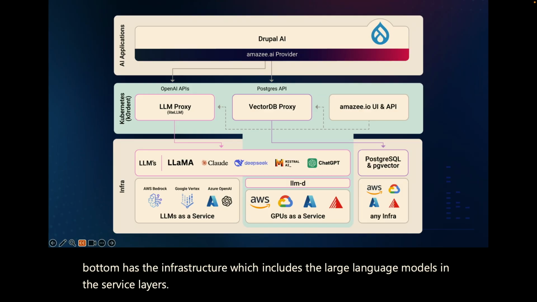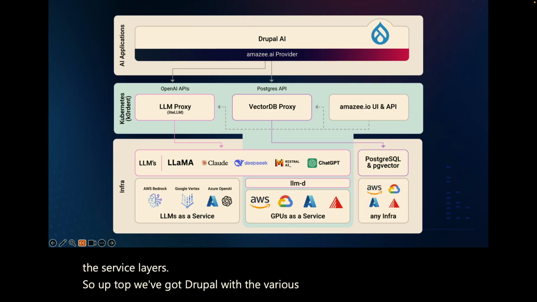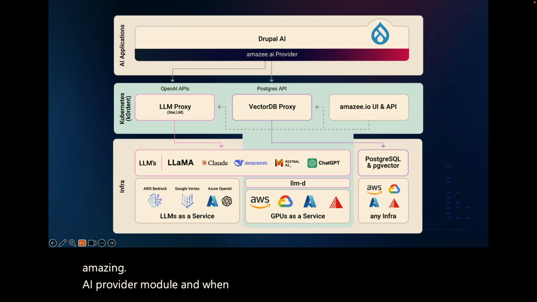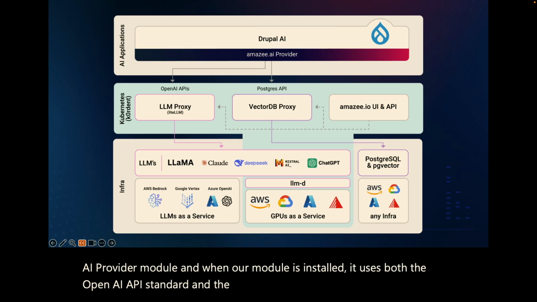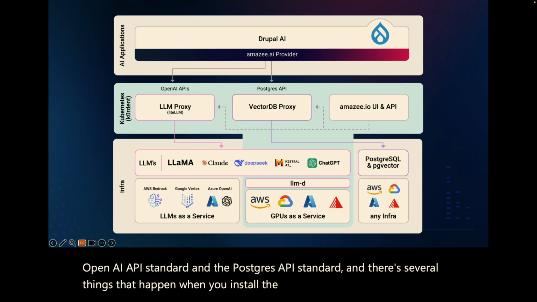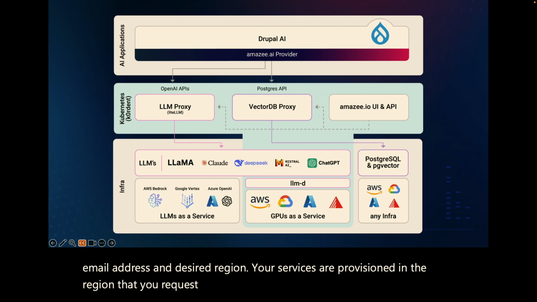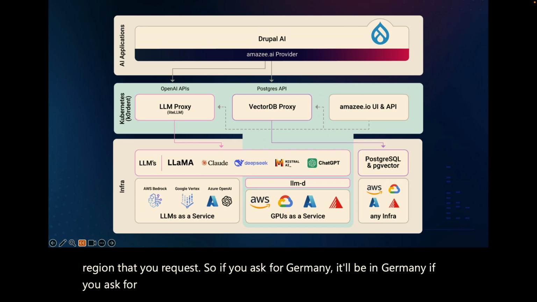So up top, we've got Drupal with the various Drupal modules, including the amazee.ai provider module. And when our module is installed, it uses both the OpenAI API standard and the Postgres API standard. And there are several things that happen when you install the module and configure it with your email address and desired region. Your services are provisioned in the region that you request. So if you ask for Germany, it'll be in Germany. If you ask for the US, it'll be in the US. If you ask for Australia, it'll be in Australia.